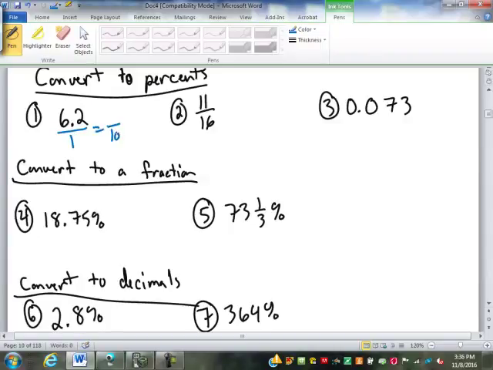Perfect. Times that by 100. We think of 6.2 as being out of 1. So to turn it into a percent, it's got to be out of 100. So we cross multiply and divide, or just move the decimal over 2 spots. That's 620 out of 100, or 620%. Remember, 1 would be 100%, so that has to be bigger than 100%.